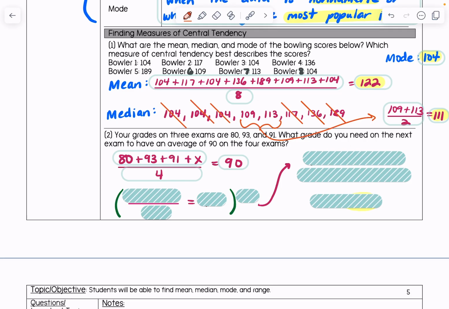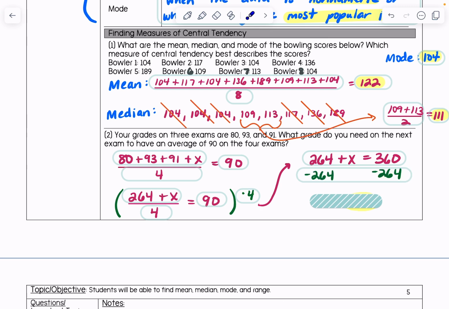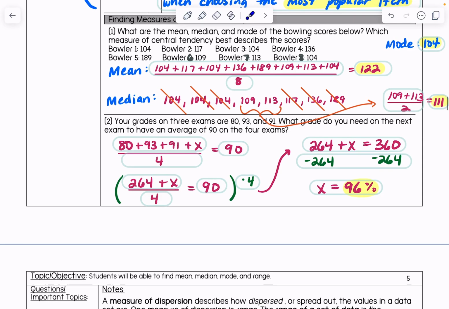There's more than one way to solve this, but what I would do is combine the like terms on the top. Still over 4, still 90. And then to get rid of this denominator of 4, I'm going to multiply the entire equation by 4. When I multiply this side by 4, the denominator of 4 goes away. When I multiply the 90 by 4, it equals 360. Now I can solve for x by subtracting 264. On the fourth exam, I'd have to have a 96 to reach that goal of a 90 on the 4 exams.